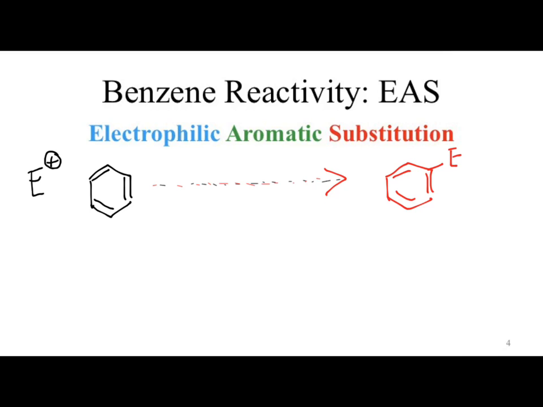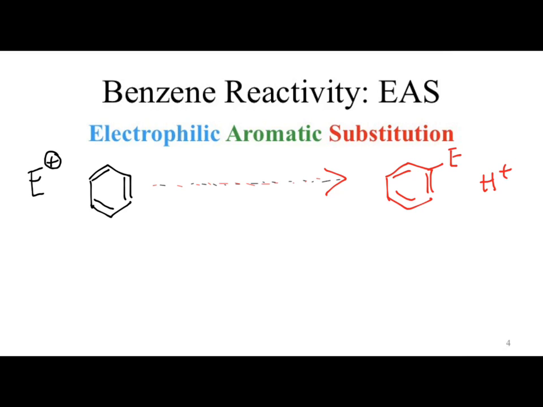With our electrophile now attached to the ring and H plus as a side product. Okay? So that was our electrophilic aromatic substitution as the overall reaction and what occurred. Trying to put together the mechanism.